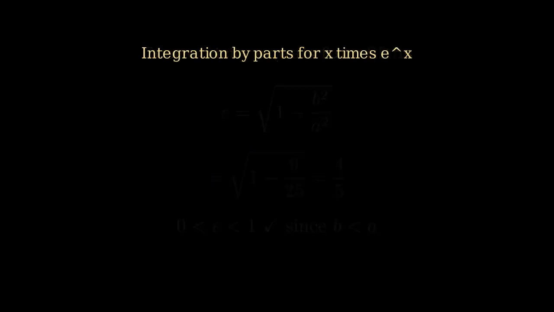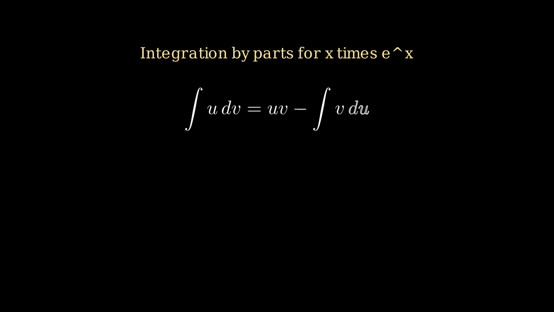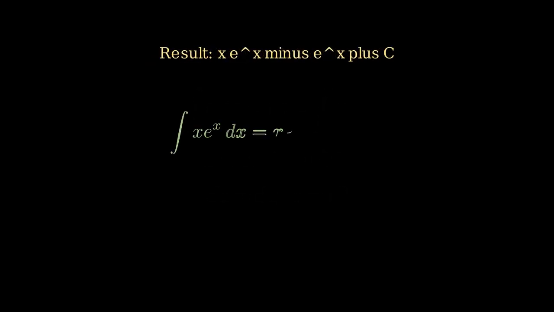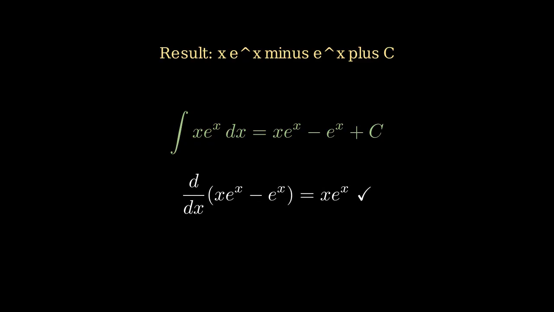Next we use integration by parts to find the integral of x times e to the x, using the rule integral of u dv equals uv minus integral of v du, with u equals x and dv equals e to the x dx. This gives integral of x e to the x dx equals x e to the x minus e to the x plus c. Checking, differentiating this result using the product rule returns x e to the x, confirming it is correct.